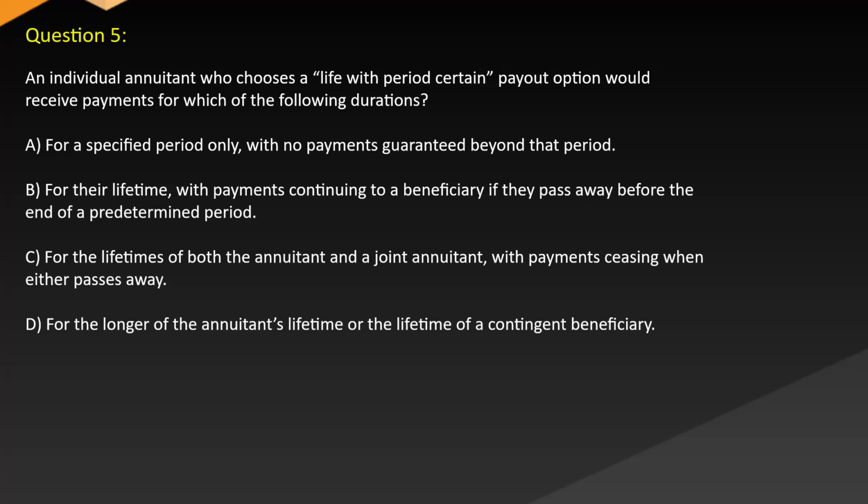Question 5. An individual annuitant who chooses a life with period certain payout option would receive payments for which of the following durations? A. For a specified period only with no payments guaranteed beyond that period. B. For their lifetime, with payments continuing to a beneficiary if they pass away before the end of a predetermined period. C. For the lifetimes of both the annuitant and a joint annuitant, with payments ceasing when either passes away. D. For the longer of the annuitant's lifetime or the lifetime of a contingent beneficiary.